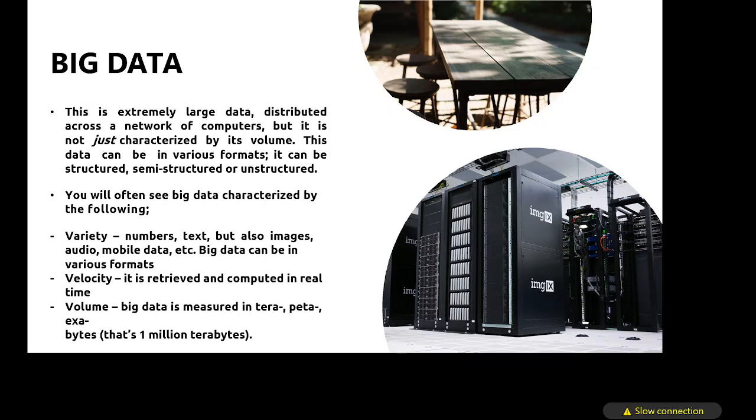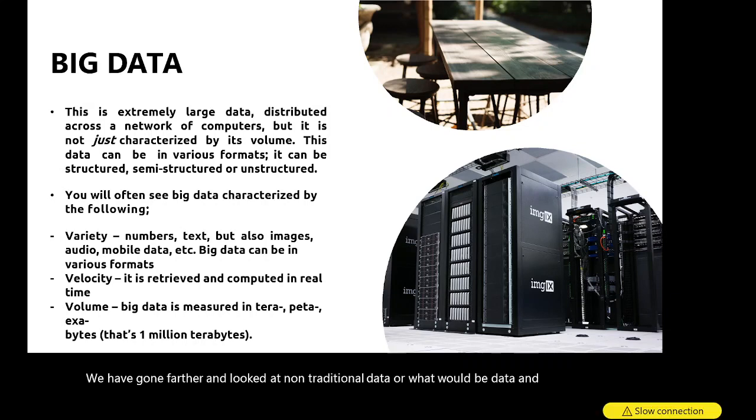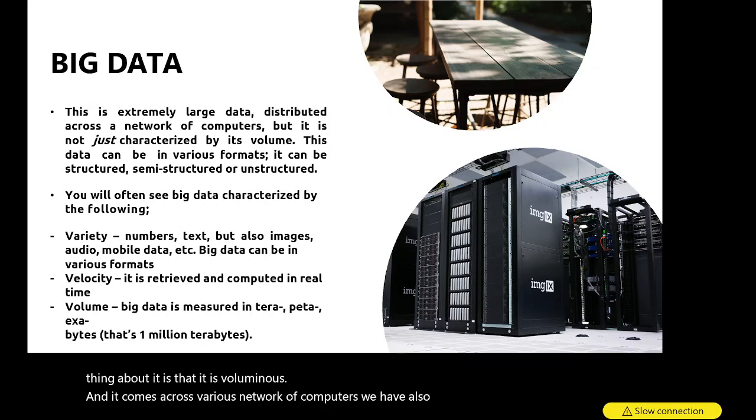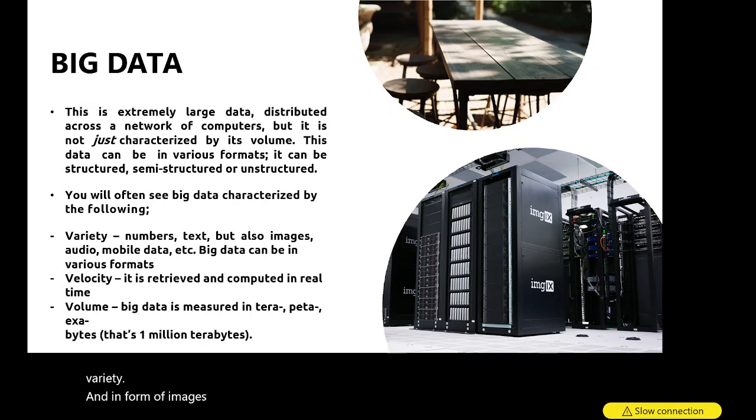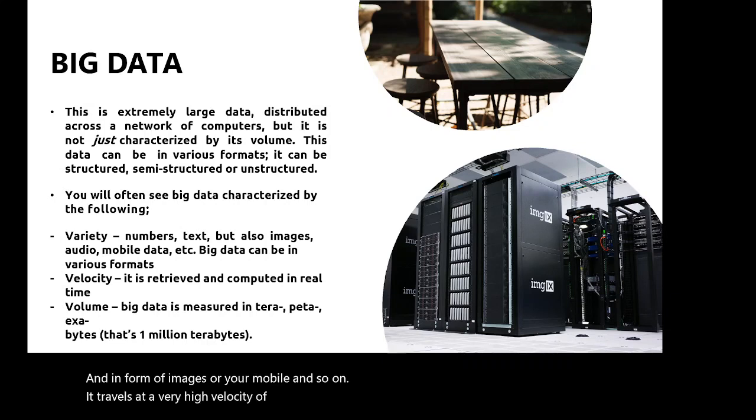We have gone further and looked at non-traditional data, or what we call big data. One thing about it is that it is voluminous, and it runs across a network of various computers. We have also seen that it is made up of variety, like in the form of images, audio, mobile, and so on. It travels at a very high velocity of speed. Then also it is voluminous.